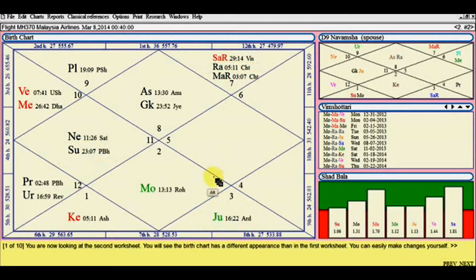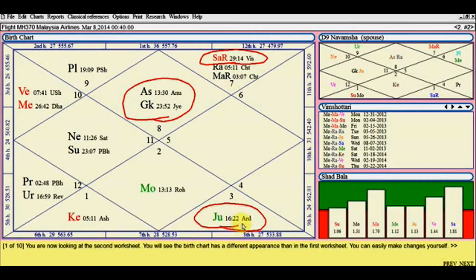And then what is interesting is that all the three planets that signify the air element, vitality and the flight, that is Mars, Saturn and Jupiter, and Rahu also, see their location in the Navamsha. Jupiter air sign, Saturn air sign, Mars air sign, Rahu water sign.